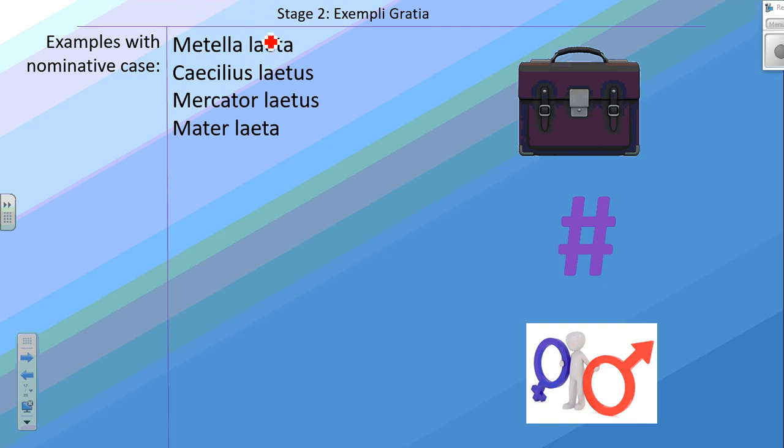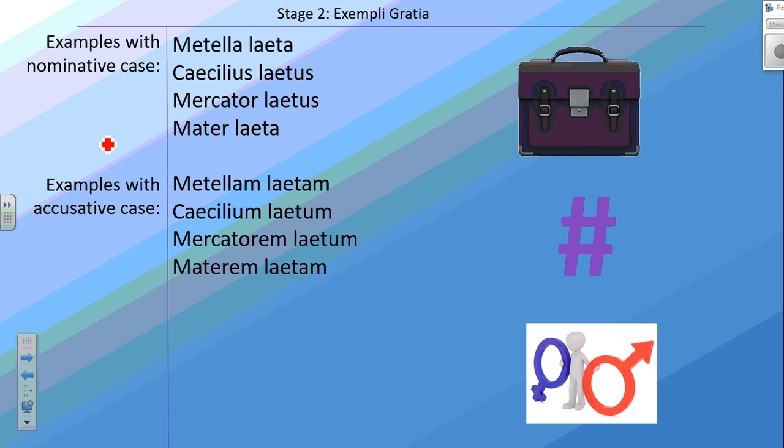Metella, if she's happy, she's going to be laeta. Case, number, and gender. Nominative, feminine, singular. Caecilius, laetus, masculine, nominative, singular. Mercator. Mercator is a third declension noun. It's masculine, nominative, singular. Laetus can't change its declension. It has to use either first or second declension endings. So it's going to still end in us like it did for Caecilius, but it's still the same case, number, and gender. Same thing with mater, which is feminine, nominative, singular. So it's going to use that same nominative, feminine, singular ending, laeta.